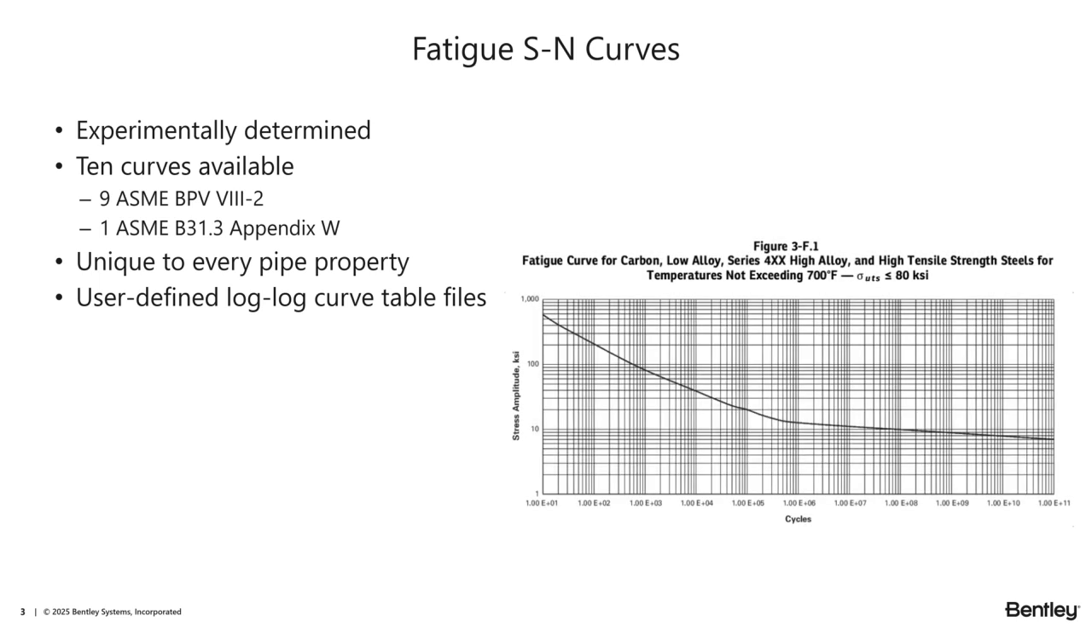Here we have one of 9 curves that AutoPIPE supports from ASME BPVC Section 8, Division 2. This curve, for example, is for a carbon steel pipe composition with a maximum ultimate tensile strength of 80 ksi. We provide an additional 10th curve, which is derived from ASME B31.3, Appendix W. AutoPIPE's built-in curves are numerically evaluated rather than being a table lookup, to provide you high precision results in the higher end of the cycles allowed.